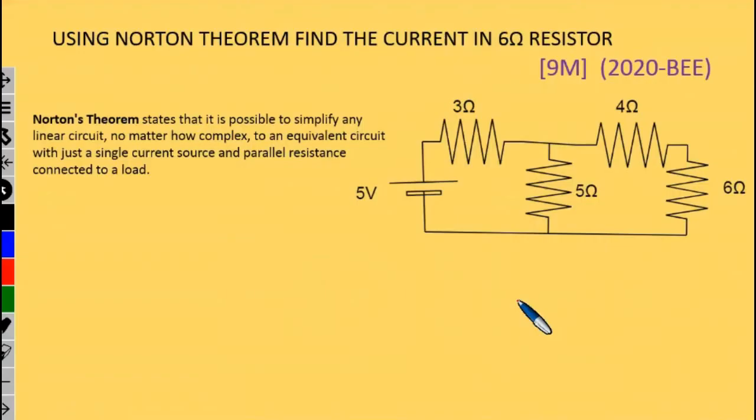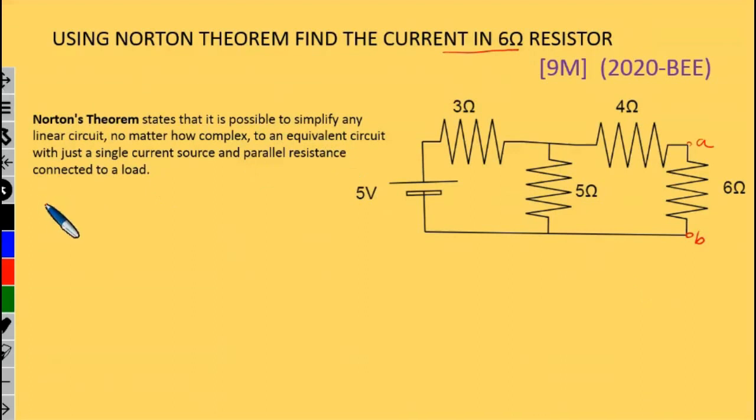So this is the question in 2020 BW exam for 9 marks. Using Norton's theorem, find the current in 6 ohm resistor. So where is the 6 ohm resistor? It is across the terminals A and B. Even though they give the terminals A and B or not, when you are asked to find the current in any resistor, you need to just replace that with the terminals A and B.